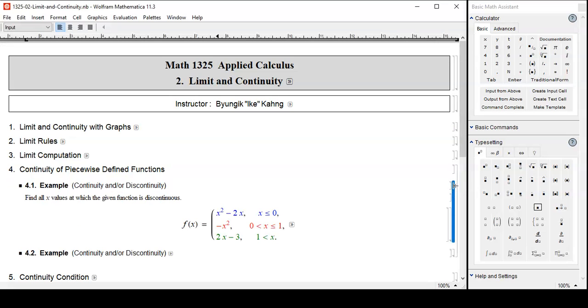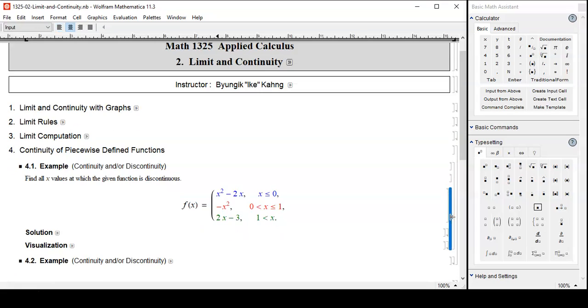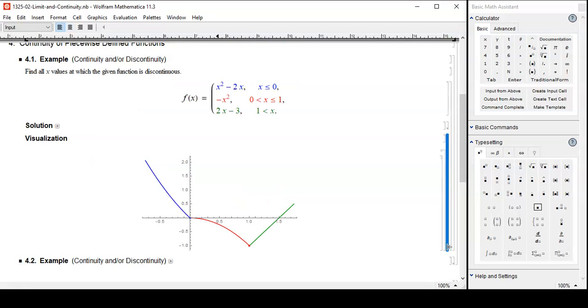Here's an example of a piecewise defined function. It is defined in 3 pieces. First piece, first line, second piece, second line, third piece, third line, and here is the visualization.